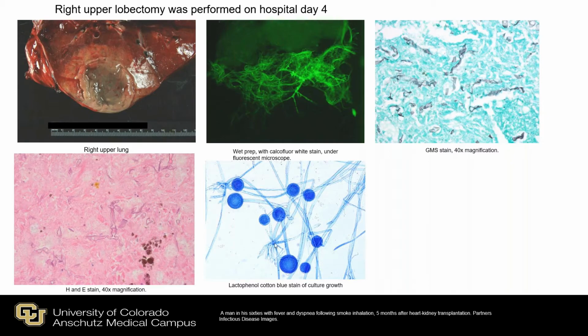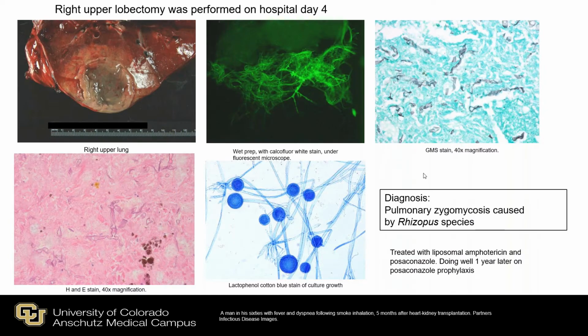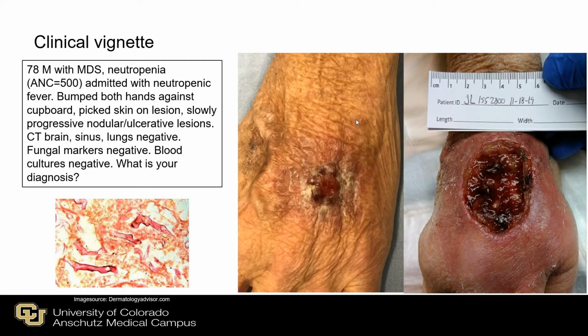This is a lactophenol cotton blue of the culture growth, which shows these structures. These are root-like structures, which are called rhizoids, and these are sporangiospores with spores inside them. This is pulmonary mucormycosis caused by Rhizopus species. Fortunately, this patient did quite well. He got aggressive surgery and got treated with antifungal therapy with amphotericin, followed by posaconazole.